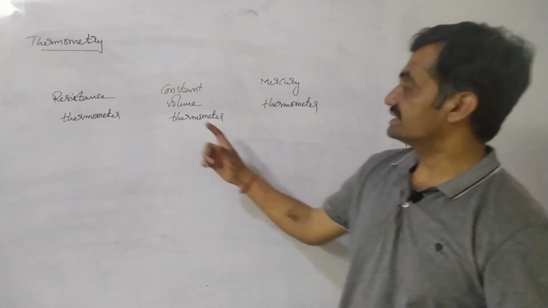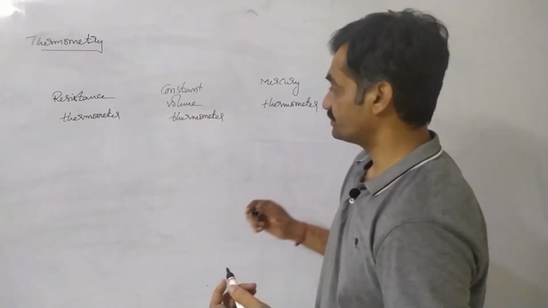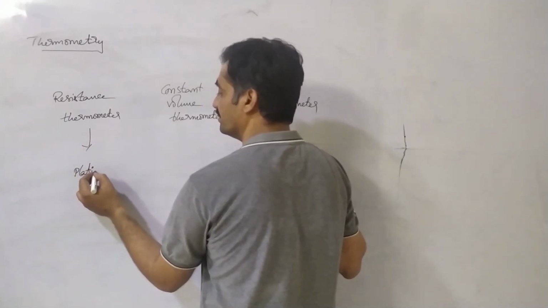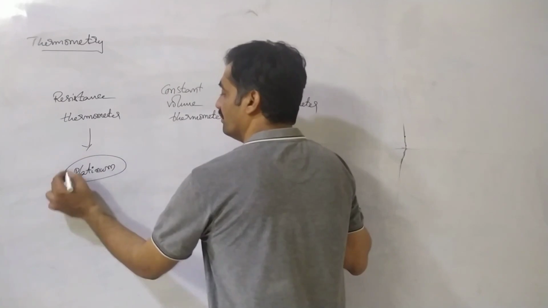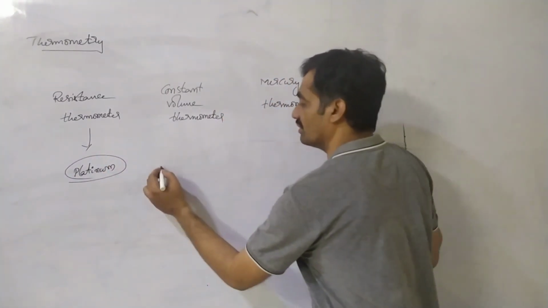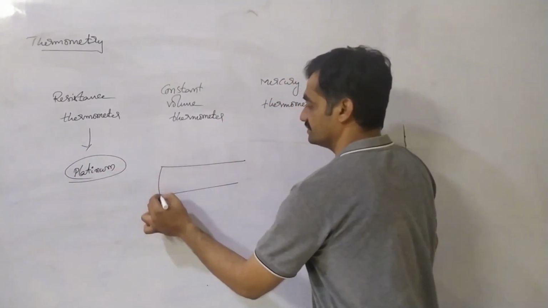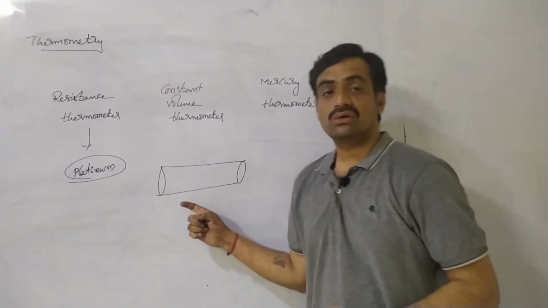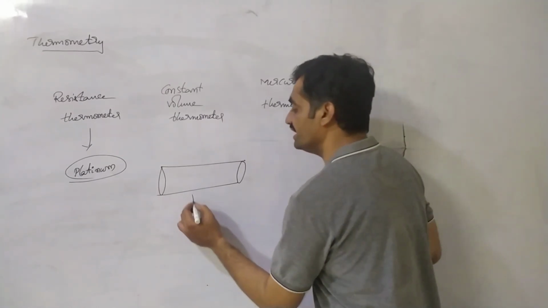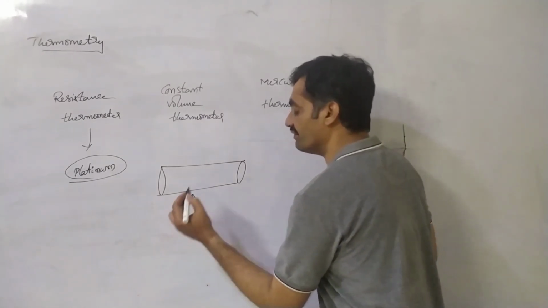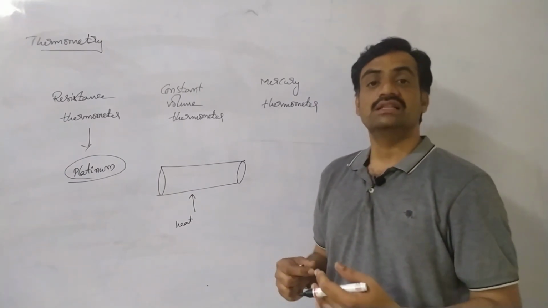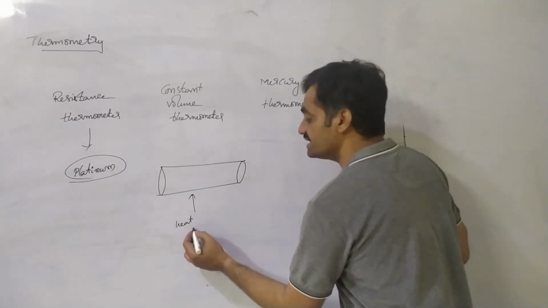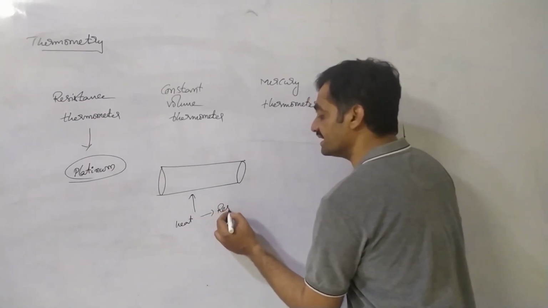Now we are going to discuss the resistance thermometer. Here in the case of this resistance thermometer, we consider platinum material. So when we consider a platinum rod and heat this rod, the vibrations increase. As the vibrations increase, its resistance increases.